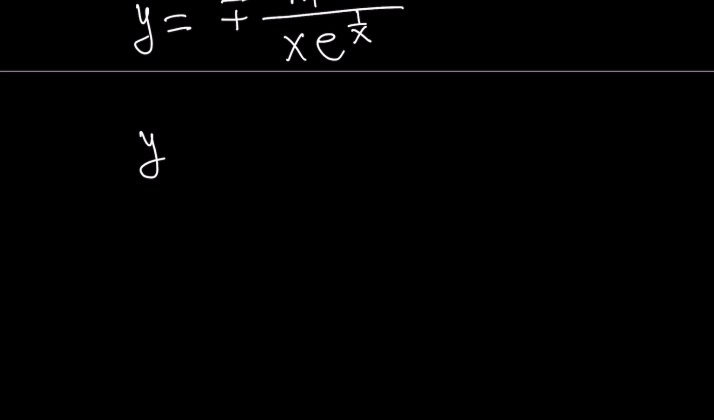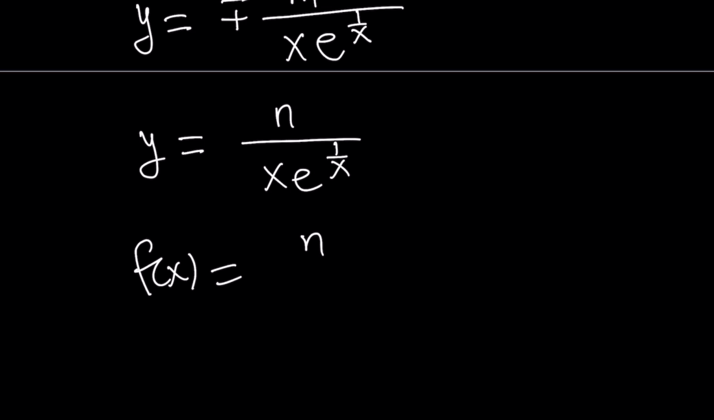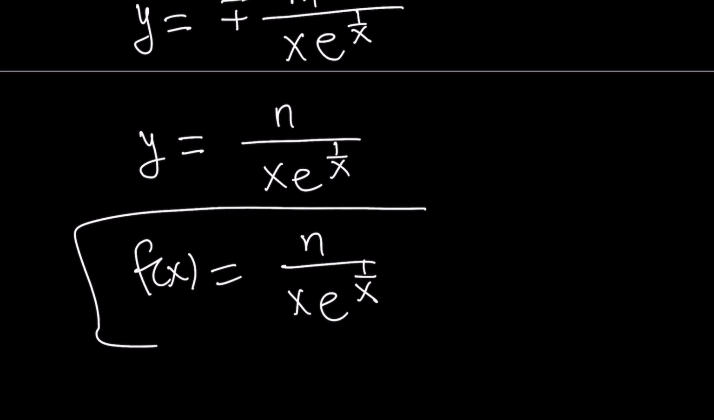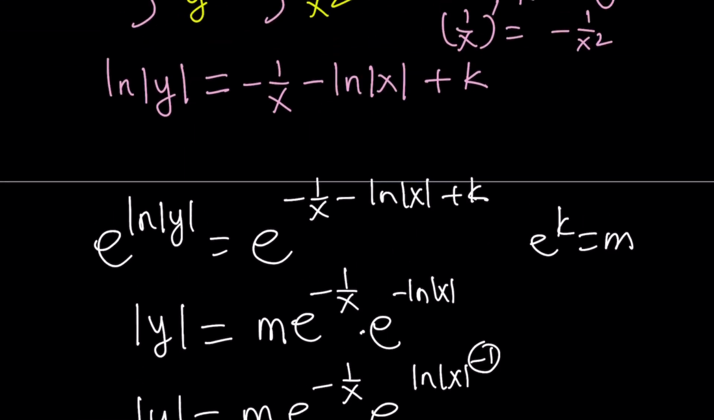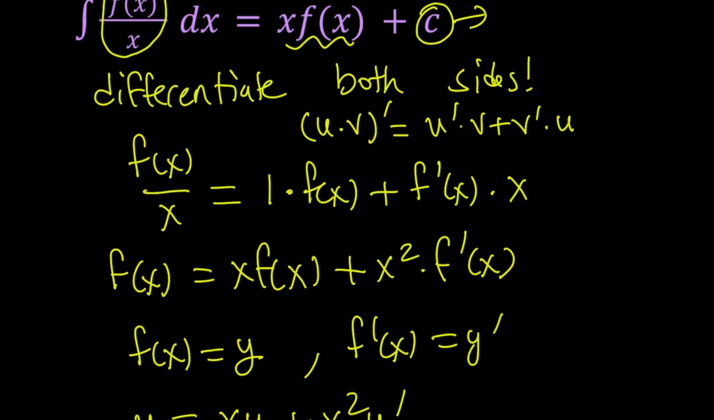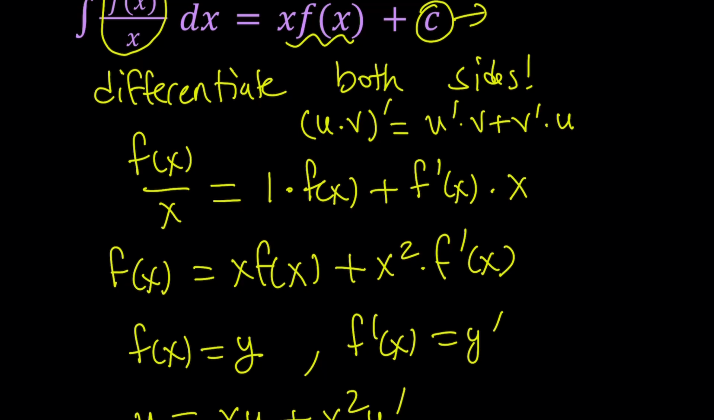But anyways, from here, we get the following. And let's replace m with, I don't know, n. How about that? Y equals n over x times e to the power 1 over x. And we can write it as f of x equals n over x times e to the power 1 over x, where n is a constant. Obviously, if you look at the original problem, I think f of x equals 0 will work, because the integral of 0 is going to be a constant, and that is going to be a constant.